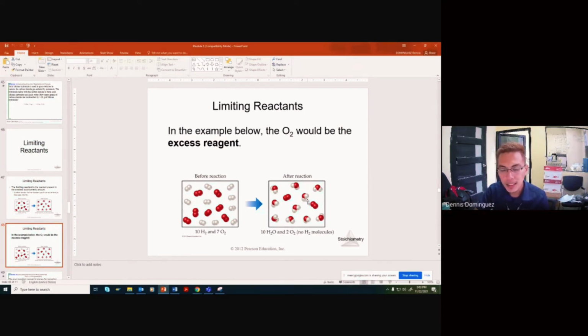Meaning to say, the limiting reactant of this reaction is the H2. That is why it is the first to be consumed in the reaction. It is the one that runs out. So that's the comparison of a limiting reactant and an excess reagent or excess reactant.